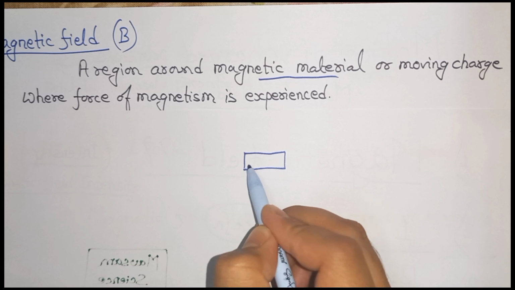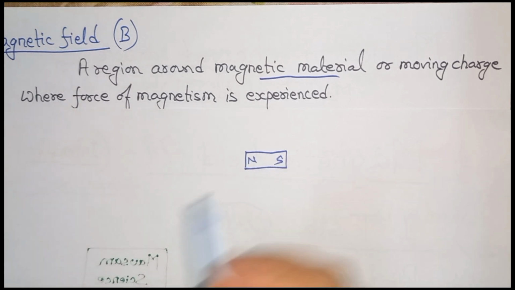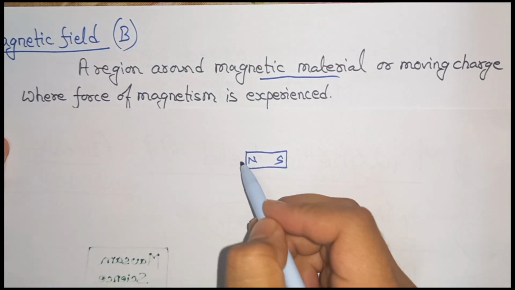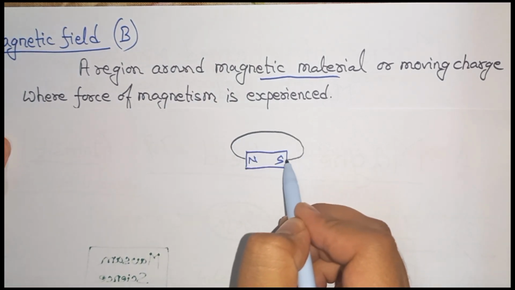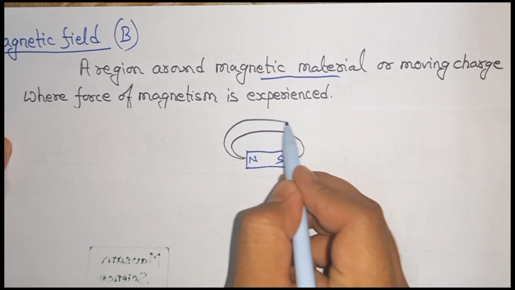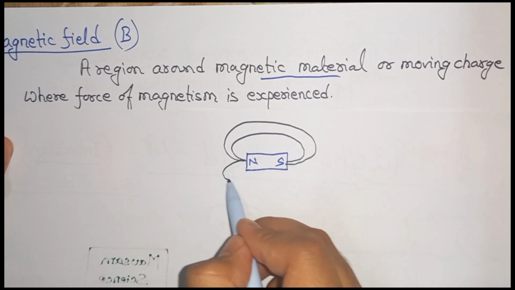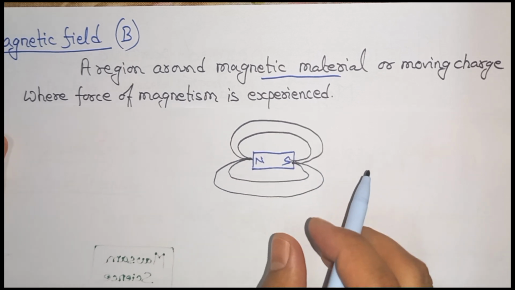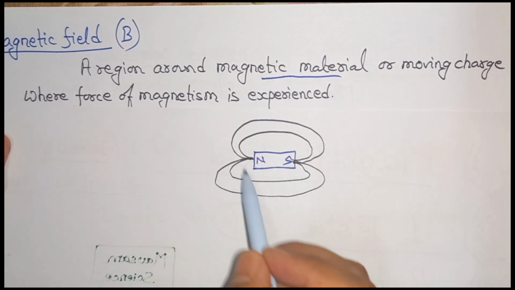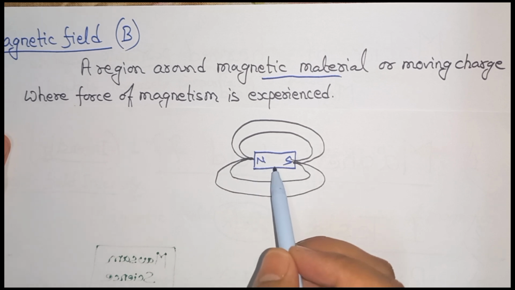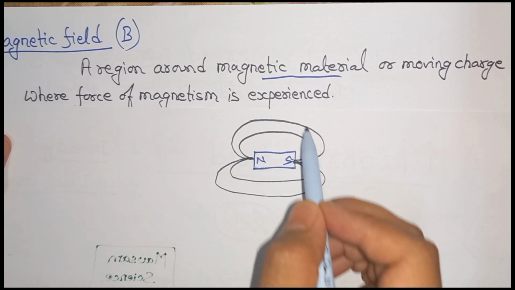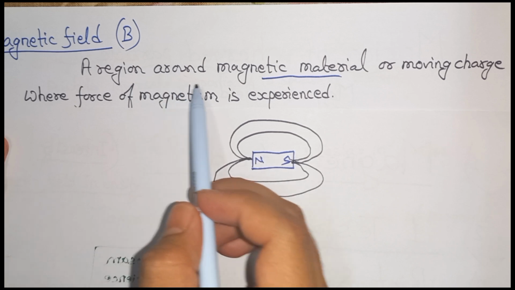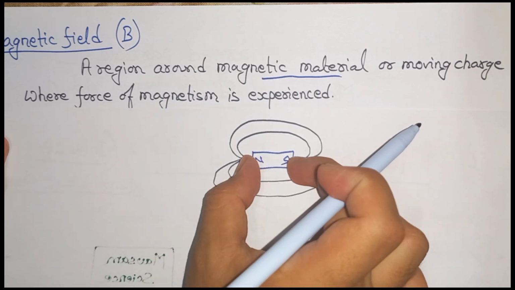Suppose this is a magnet. There are two poles, north pole and south pole. From here there are magnetic lines, several magnetic lines going from the north to the south pole, many, not only this much. This is a magnetic material, a magnet actually. Suppose this magnet has its own field, a region around a magnetic material.